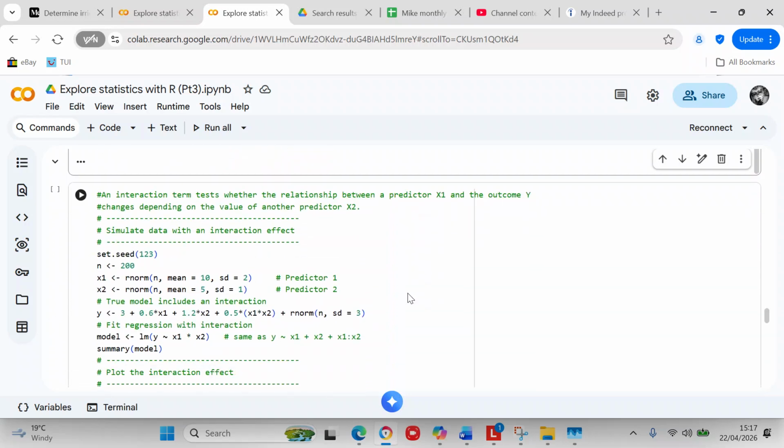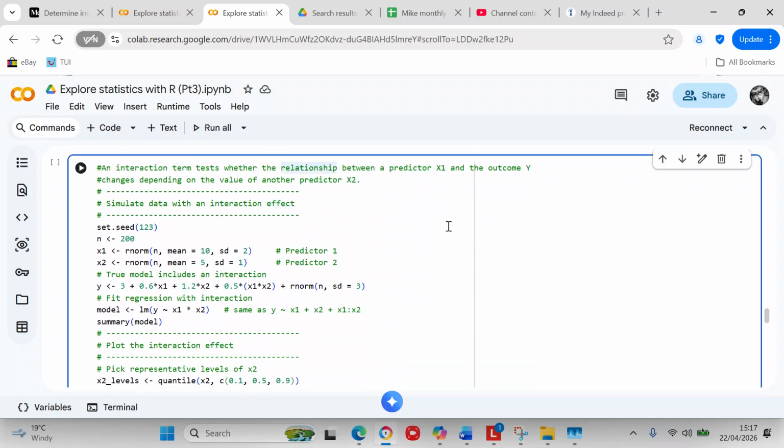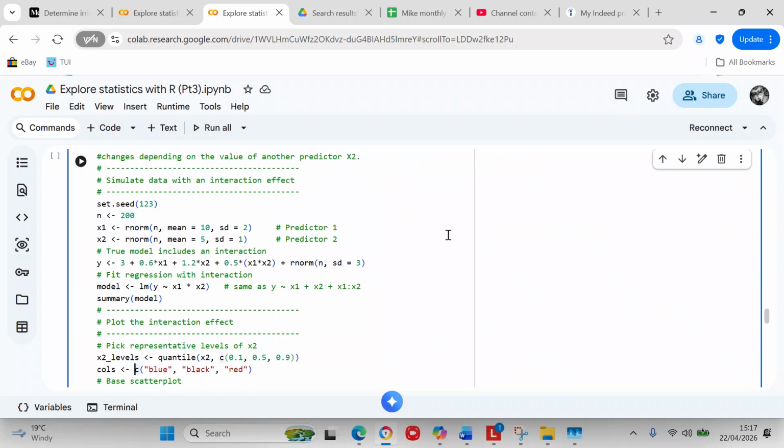So the next thing we're going to do is talk about an interaction term and test whether the relationship between a predictor X1 and the outcome Y changes depending on the value of another predictor X2. And so we're going to write a program. We're going to go over the program to demonstrate that.